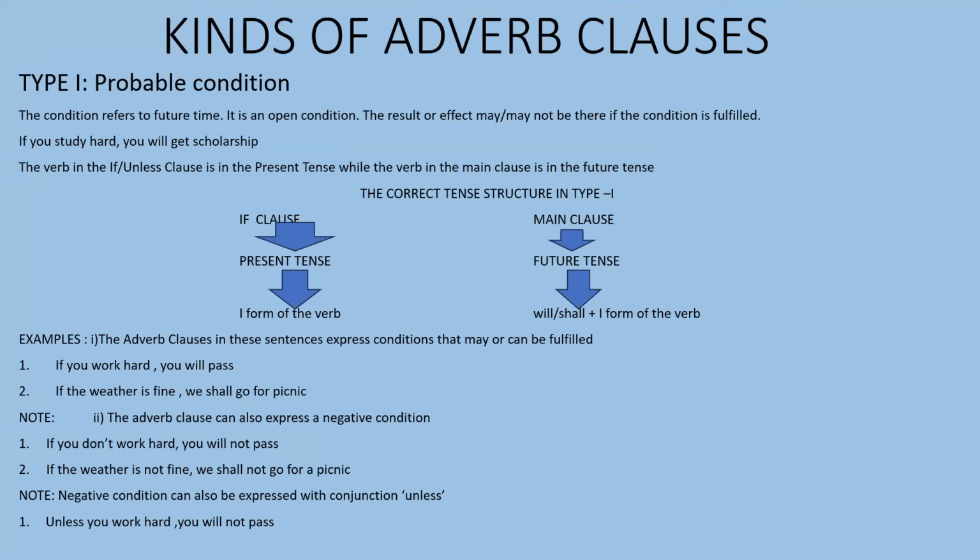If you study hard, you will get scholarship. So here, the if or unless clause is in the present tense, while the verb in the main clause is in the future tense. If clause, present tense, first form of the verb. Main clause, future tense, will or shall plus first form of the verb. Adverb clauses of these sentences express conditions that may or can be fulfilled. If you work hard, you will pass.